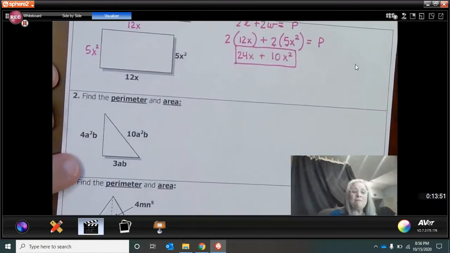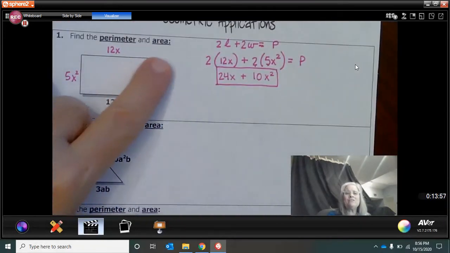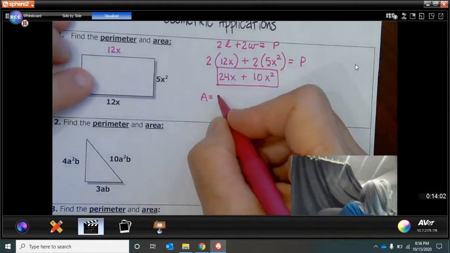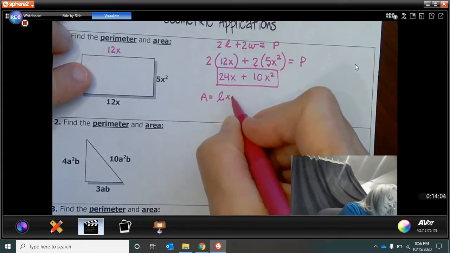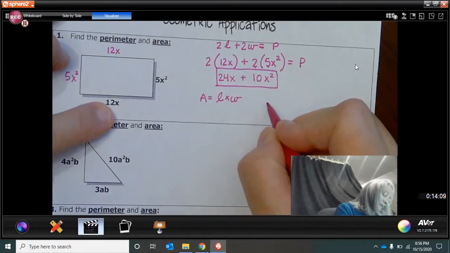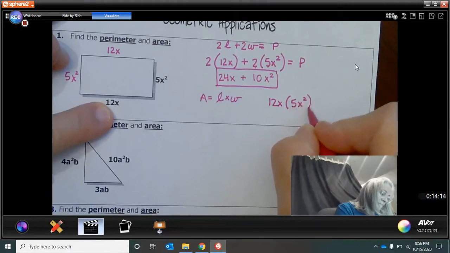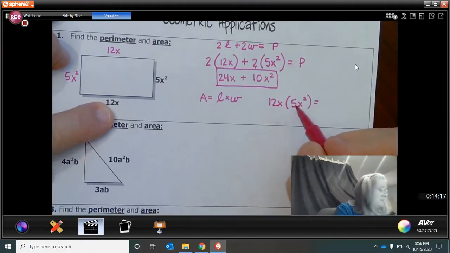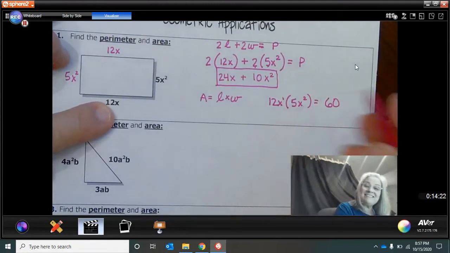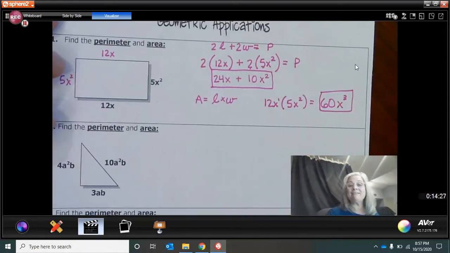and I'm going to leave it just like that as my perimeter of the rectangle. The perimeter of the triangle here. Oh, and this also has the area. The area of a rectangle, area equals length times width. So that's pretty easy, actually. Length is, we could call either one length or width. So 12x times 5x squared. So length times width would be 12 times 5, which is 60. And x to the 1st times x to the 2nd, we add them together to get x to the 3rd. And there's your answer for the area.